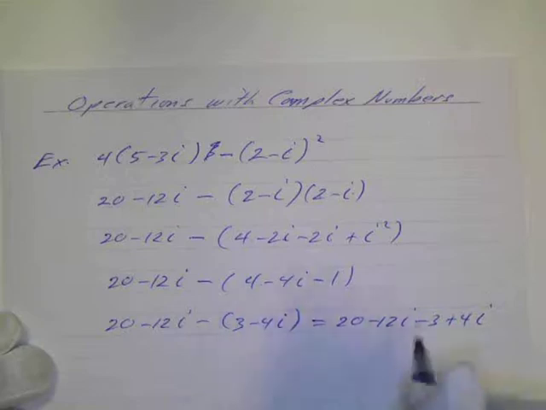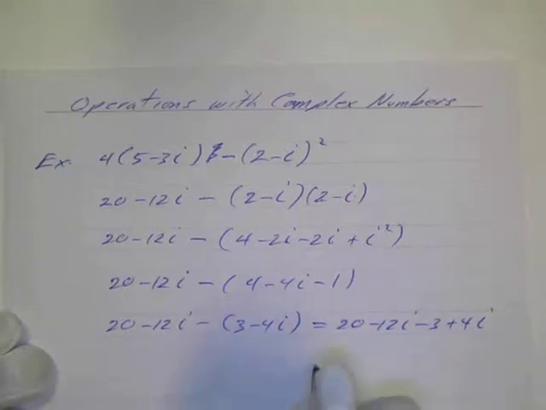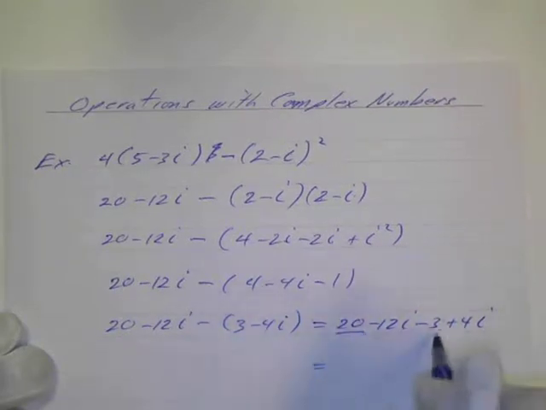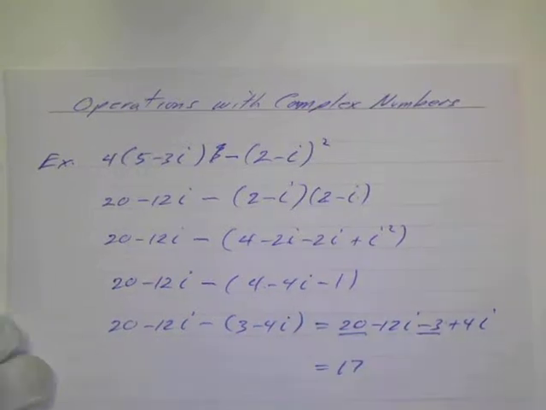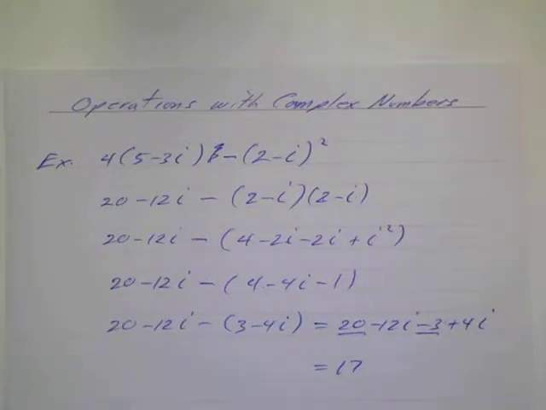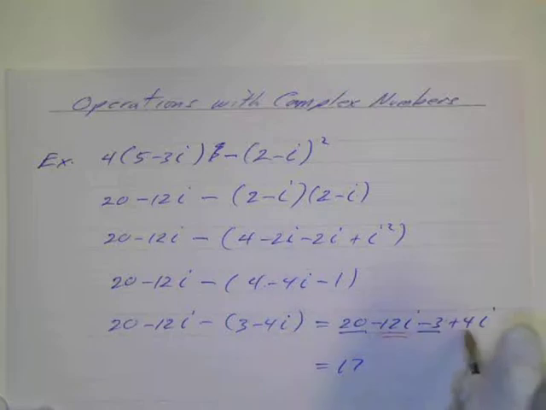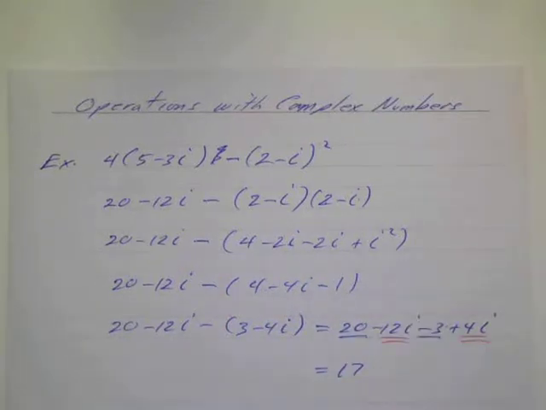And now I can just simplify. 20 minus 3 is 17. And negative 12 plus 4 is negative 8i. So that's what you got.